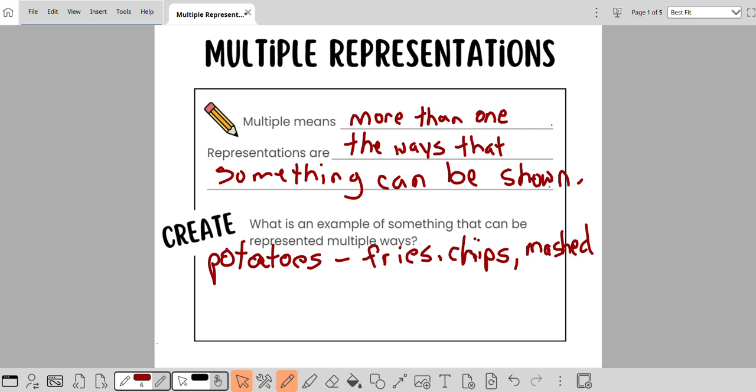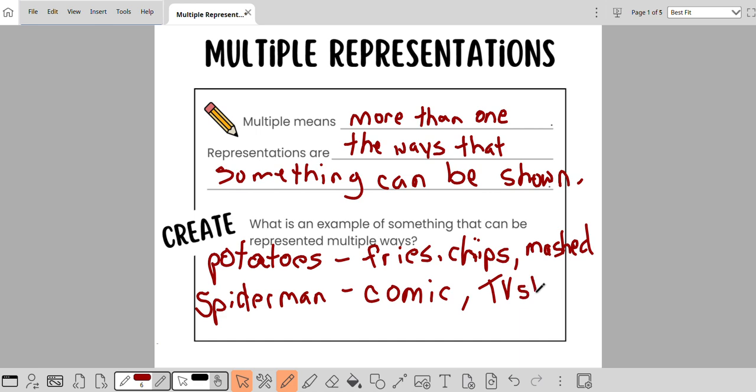Okay. Another answer might be Spider-Man. Spider-Man, we know, is a comic book character, but there have also been Spider-Man TV shows, and most recently, there have been Spider-Man movies of all kinds.